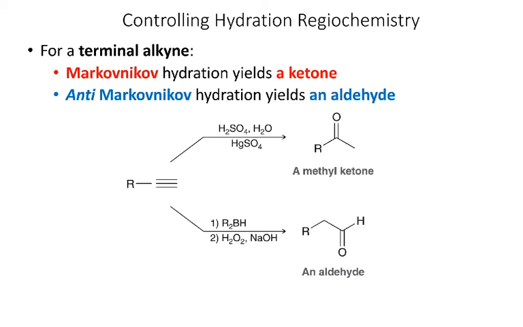So to summarize things, if we do acid-catalyzed hydration with mercury sulfate as a catalyst, then we get a ketone. If we do hydroboration-oxidation, where rather than BH3, I have two alkyl groups, then we get the aldehyde, so we get the anti-Markovnikov addition.